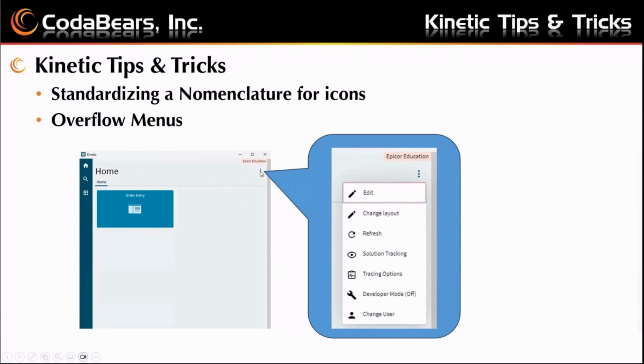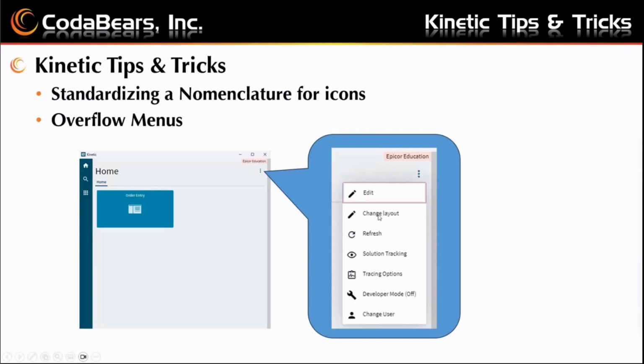This vertical kebab or overflow menu is going to pop up and give you the options that apply to the area that you're in. So if I'm in order entry, I'm going to see the actions and things that I can do on an order. If I'm on a grid, it's going to show me the things I can do on the grid. If it's the home page, this is what I can do. And this is where I can edit the current.